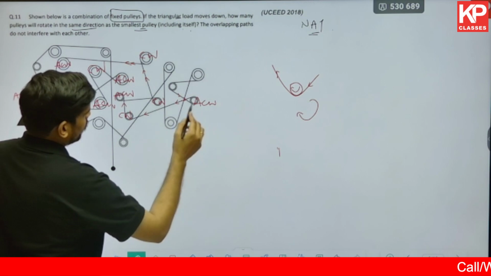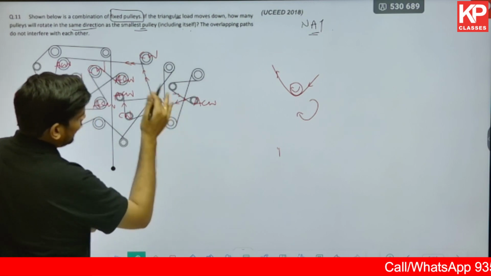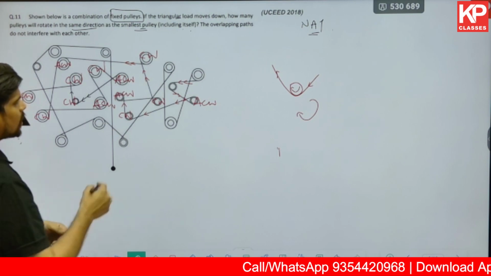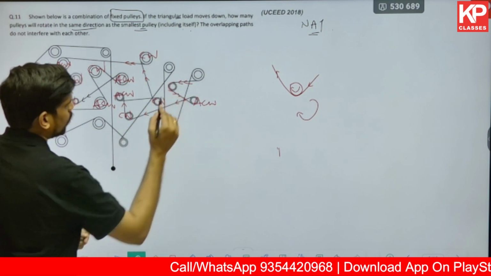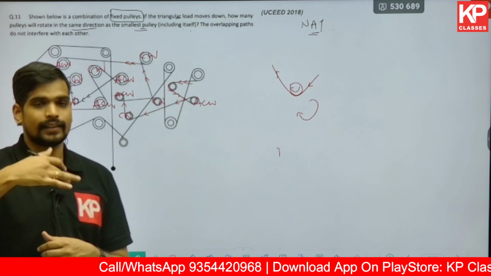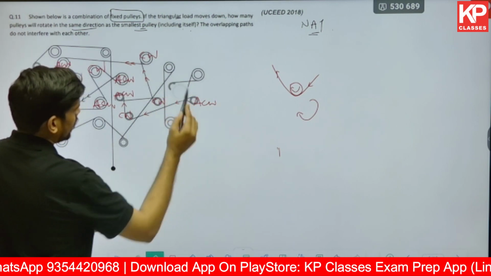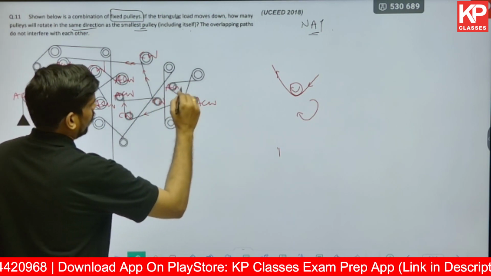So for the rope to increase its length in the downward direction, there will be a movement in the leftward direction at this point. So the movement of the rope is in the anti-clockwise direction at this point again. So that pulley also will have a movement in the anti-clockwise direction.